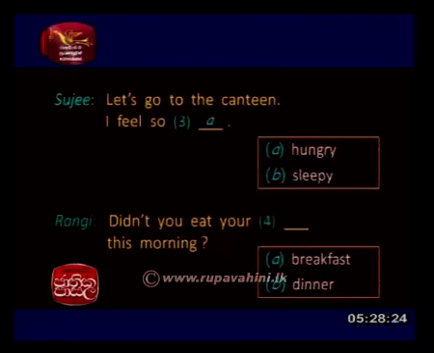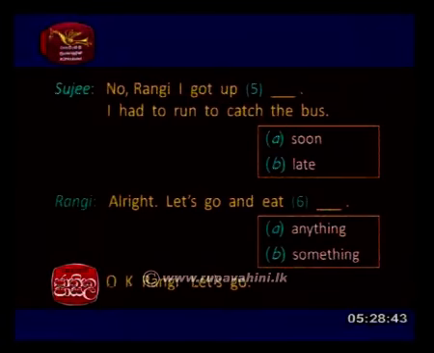Rangi, didn't you eat your blank this morning? Dinner or breakfast? Breakfast. Early morning you take your breakfast. Right. So the letter is A. Next one. No, Rangi. I got up blank. I had to run to catch the bus. Soon and late. I got up late. That's why she ran to catch the bus. If you're soon, you don't have to run after a bus to catch a bus.